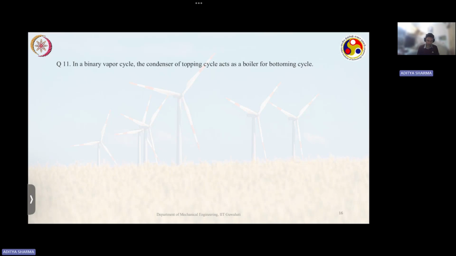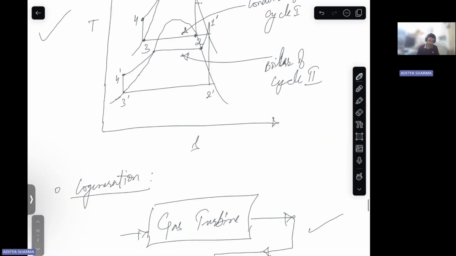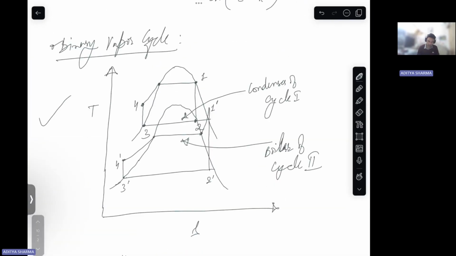All right. So this was question number 10. Moving on to the next question, which says that in a binary vapor cycle, the condenser of the topping cycle acts as the boiler for the bottoming cycle. So the question asks about binary vapor cycle, the condenser of the topping cycle and the boiler of the bottoming cycle. So the cycle with higher temperatures is the topping cycle.